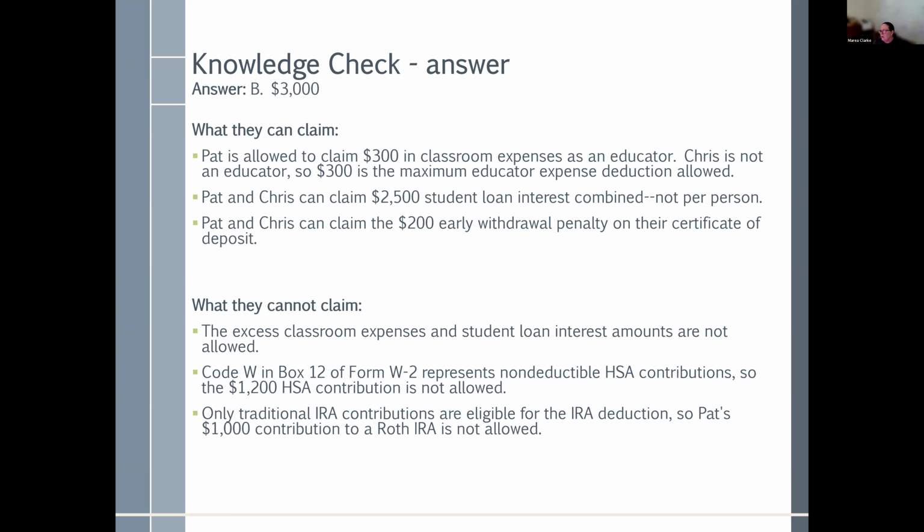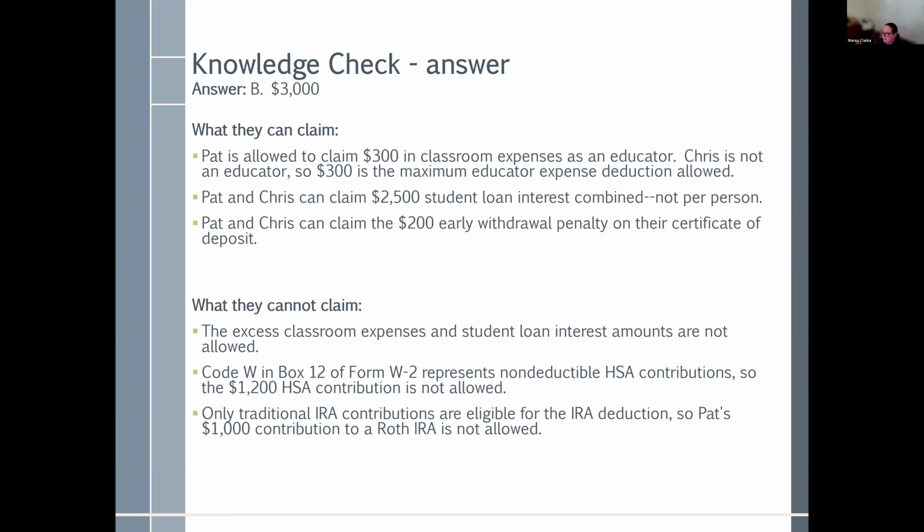That $2,500 student loan interest deduction is a combined maximum, not a per person maximum. So even though they spent, what was it, $4,000 or something like that, they can only subtract that $2,500 for their student loan interest. And then they get that $200 early withdrawal penalty on their certificate of deposit. So that's where that $3,000 comes from, right?